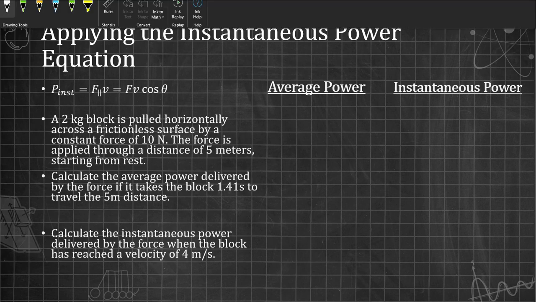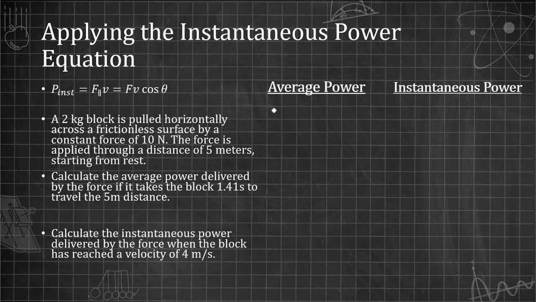And this example problem is twofold. We want to practice using this equation, but we also want to show the difference between average power and instantaneous power. So we're going to calculate both of these two things in this problem. So we know the object's mass. We know that the force pulling the object across the horizontal surface is a constant force of 10 newtons. We know that it's applied over a distance of 5 meters and it's starting from rest.